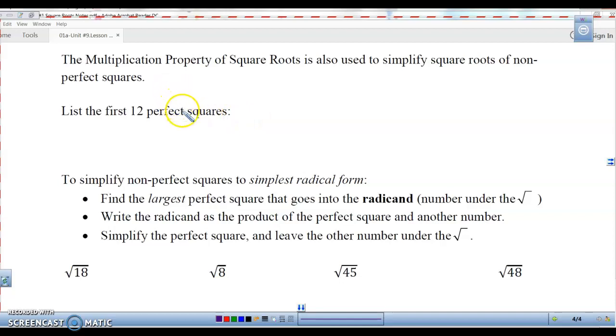Okay, so what we have to be able to do is know what our perfect squares are. You have to be able to recognize at least the first 12. There's actually more than that. There's an infinite number. But if you know the first 12, you should be in good shape. Okay, so let's get the perfect square list.